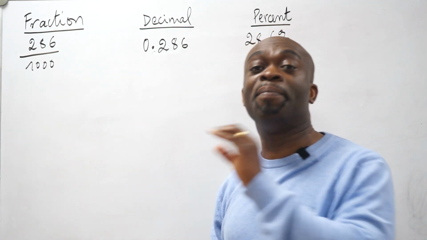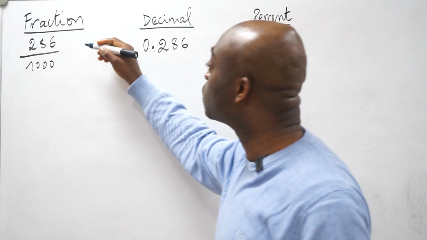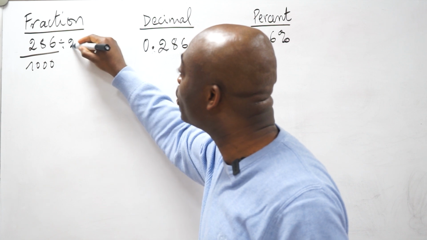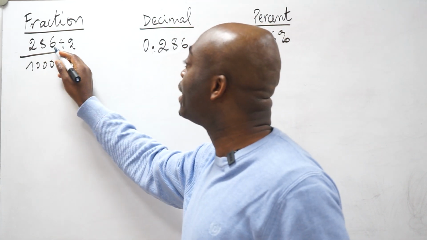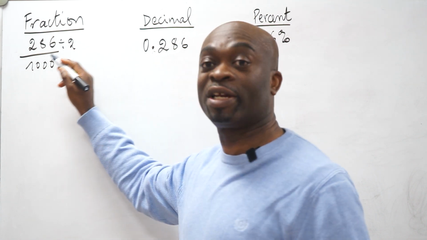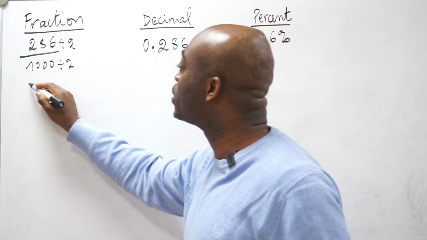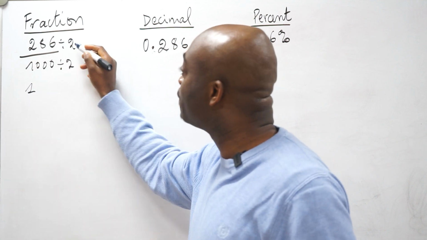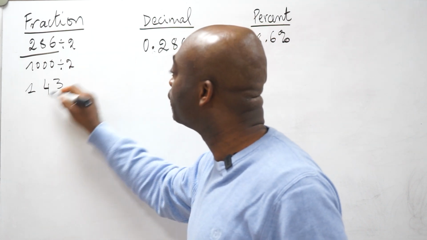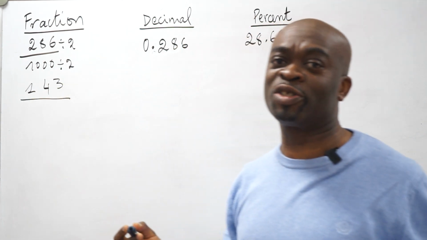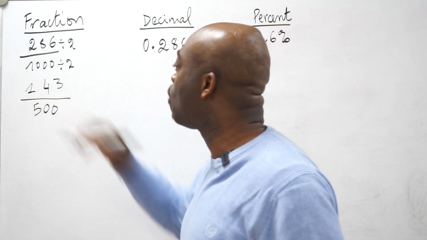Now we're doing this manually, we're not using calculators, so we're going to explain this. We're dividing this one by 2, and we're dividing this one by 2. So 286 divided by 2: you just take each digit divided by 2. 2 divided by 2 gives you 1. 8 divided by 2 gives you 4. 6 divided by 2 gives you 3. Now, 1,000 divided by 2, we all know it's going to give you 500. So now you have 143 over 500.